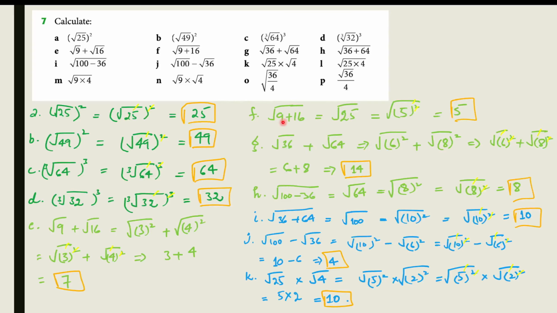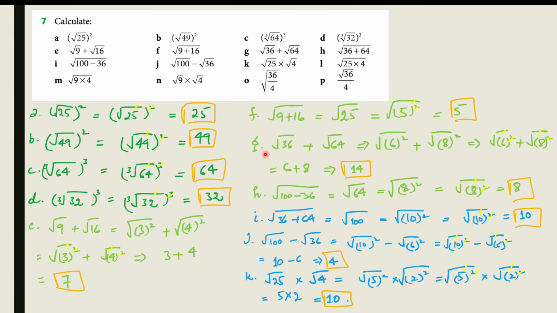Sixth part: under the root we are having 9 plus 16. So 9 plus 16 is equal to 25. So square root of 25, we can write this 25 as the square of 5. So when we write it as 5 square, the square gets cancelled with the root and we are left with 5. So the final answer is 5.